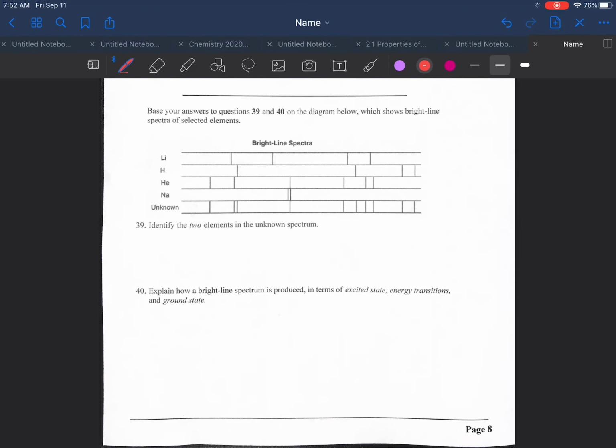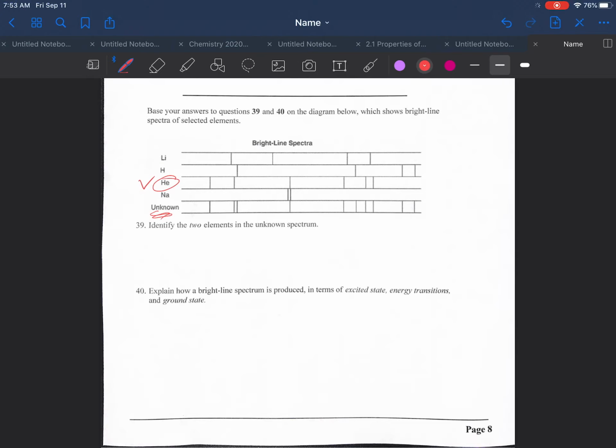And the last 2 questions have to do with reading bright line spectra, and it's asking identify 2 elements in the unknown spectrum. So here is unknown. Well, let's see. This first line here looks like helium has that. So I'll check the other lines to see if helium lines are in the unknown. Here's this one. Yep, that's there. Yep, there's a helium line there, and here, and here, and here. So looks like helium is in fact there.